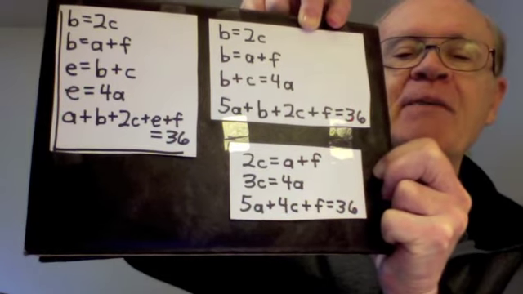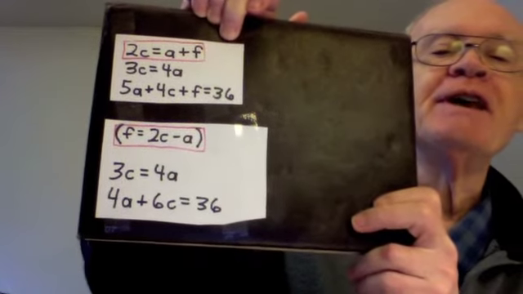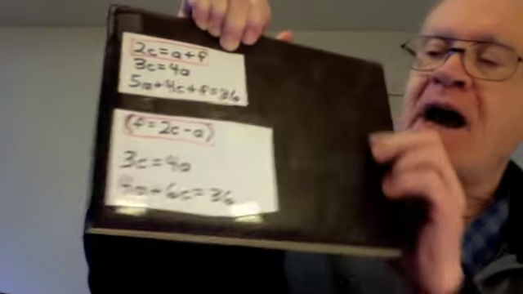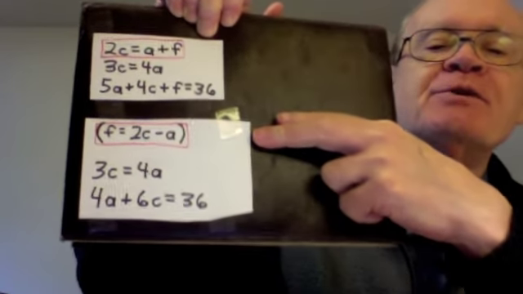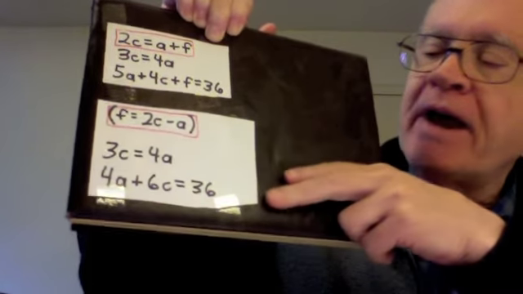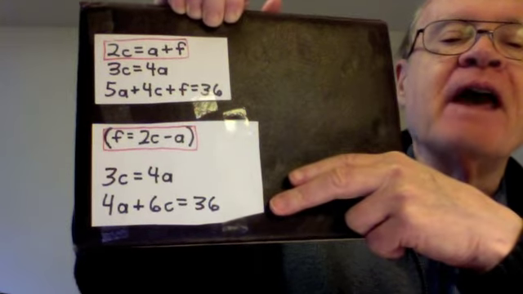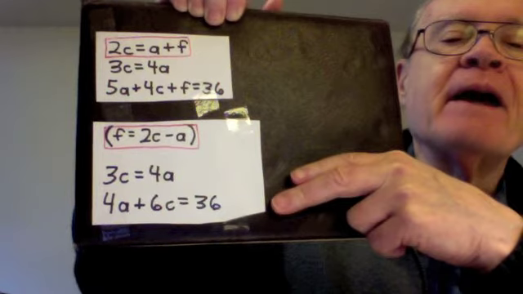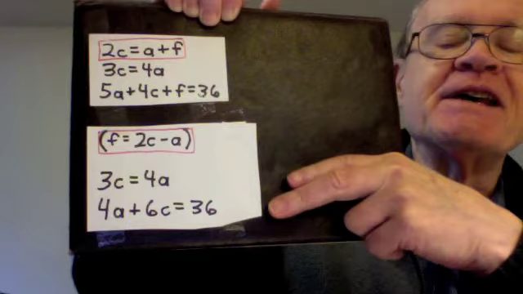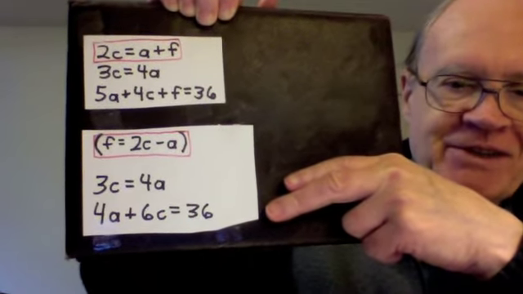I will next eliminate F. This first equation, 2C equals A plus F, can be rewritten by subtracting A from both sides. F equals 2C minus A. I copy the 3C equals 4A, and I substitute in this last equation F equals 2C minus A, and I combine like terms, and I get 4A plus 6C equals 36. So I am now down to 2 equations and 2 variables.